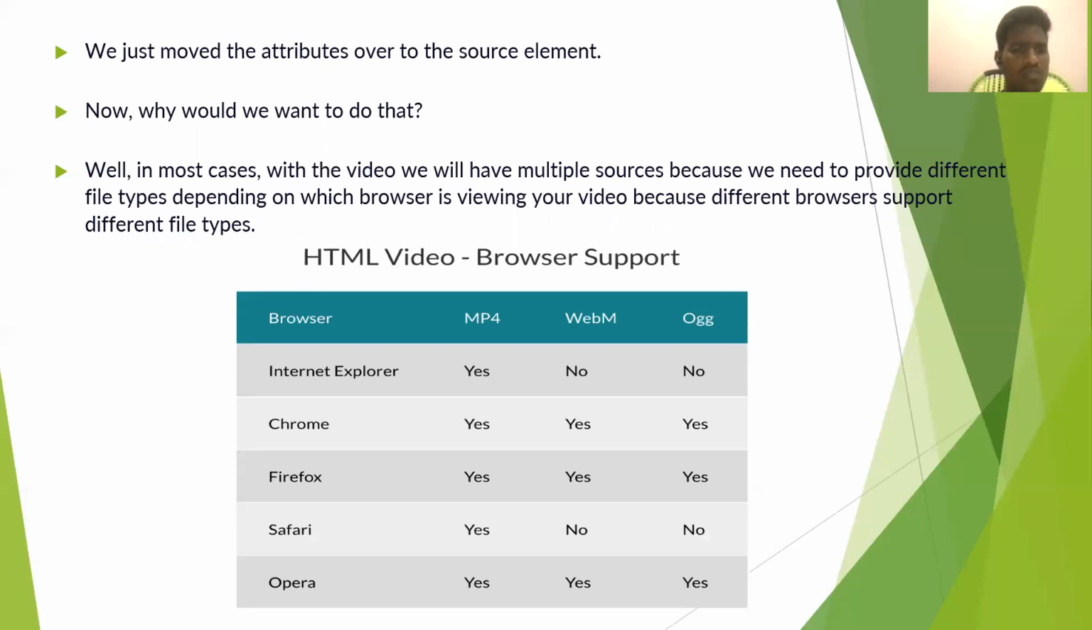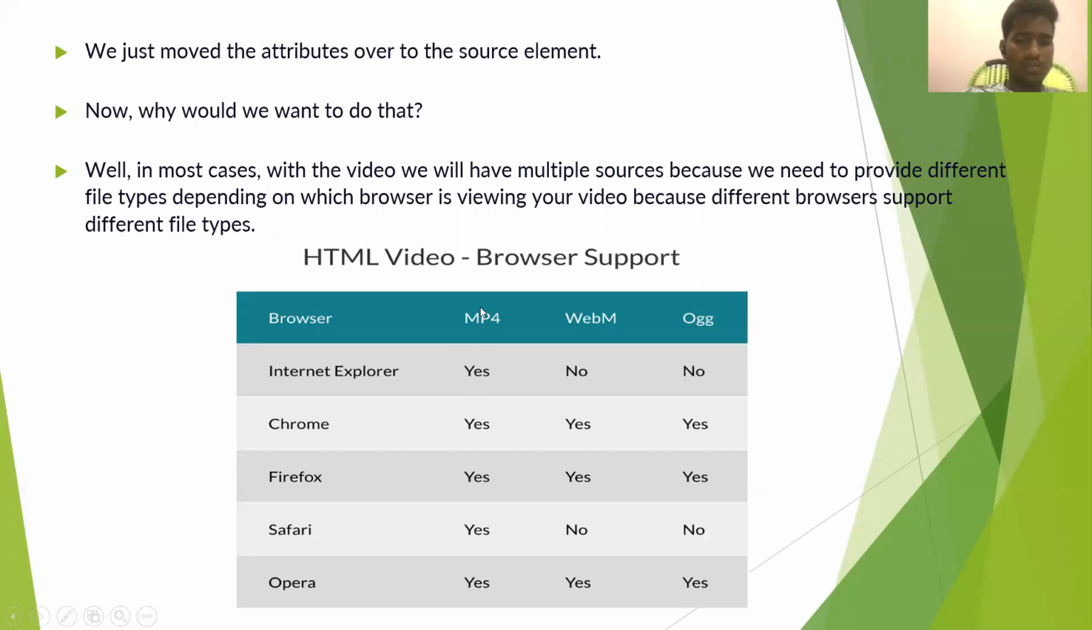Now, why would we want to do that? Well, in most cases, with video we will have multiple sources because we need to provide different file types depending on which browser is viewing our video, because different browsers support different file types. Here, these are the formats of the videos, and these are some of the browsers which will support each format.